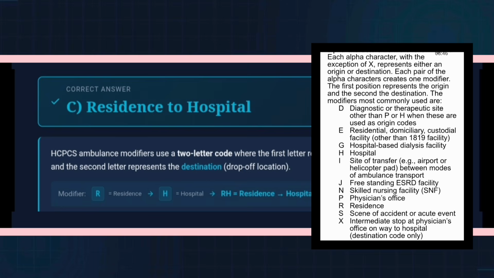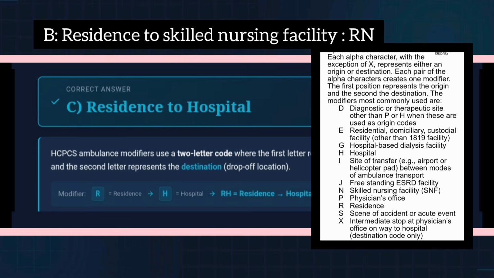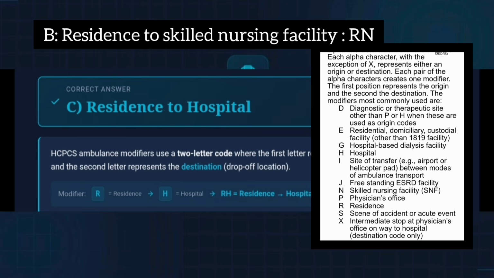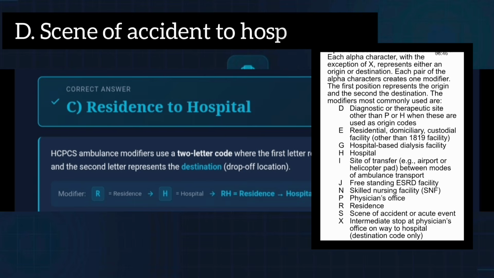Option A is wrong because it is for hospital to residence, but RH means residence to hospital. Okay. And option B is residence to skilled nursing facility. That is also not matching. If it is residence to skilled nursing facility, then it would be RN. You can see the alpha character for skilled nursing facility is N. So, if it is residence to skilled nursing facility, then it will be RN. Okay. And option D, scene of accident to hospital. If it is scene of accident to hospital, then it will be SH. You can see the alpha character for scene of accident is S and hospital is H.